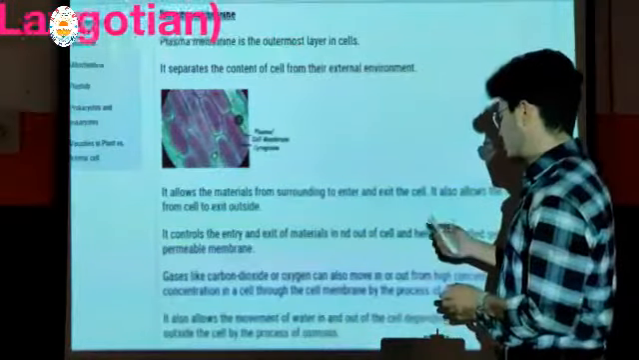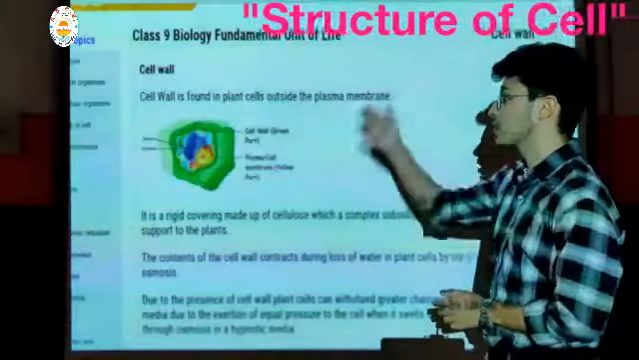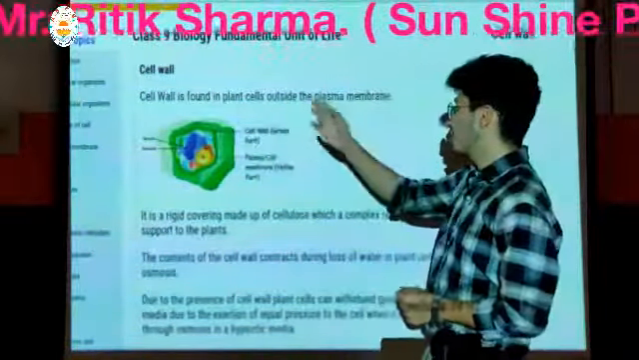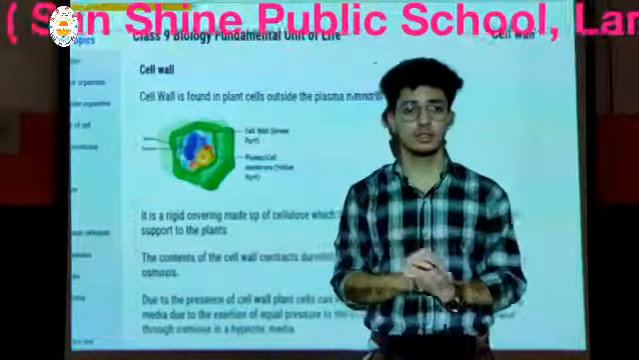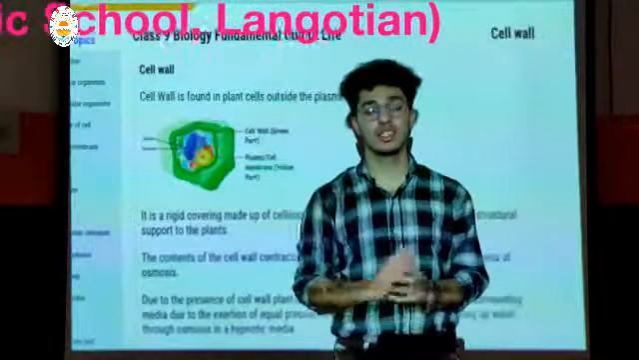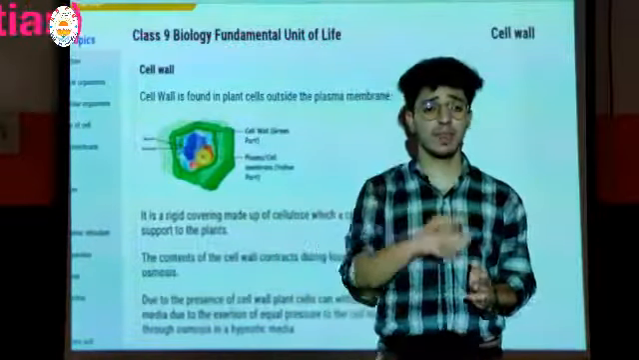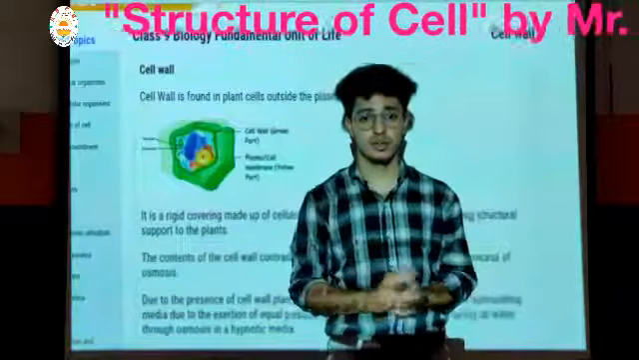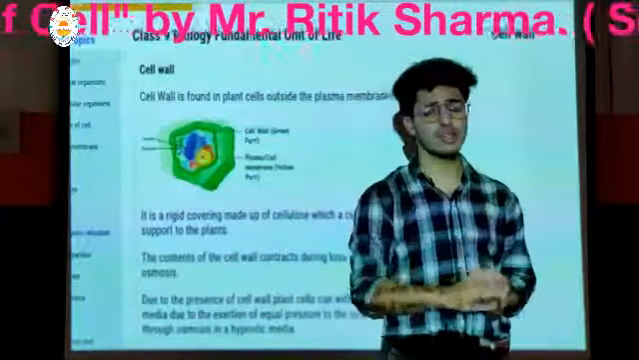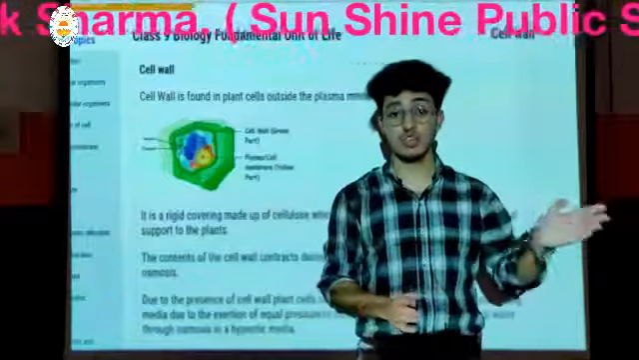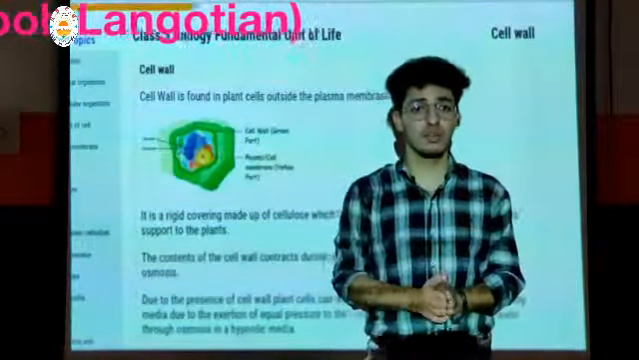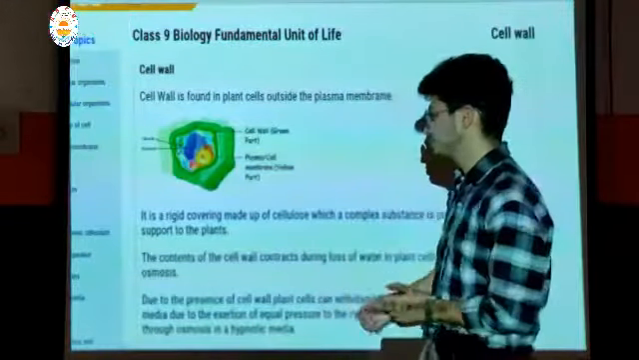So our next one is the cell wall. Cell wall is found in plant cells outside the plasma membrane. To be noted, the cell wall is found only in plant cells. It is an additional covering outside the plasma membrane. So here's one point of difference between animal cells and plant cells. Animal cells don't have a cell wall, but plant cells have an additional covering of cell wall outside the plasma membrane.